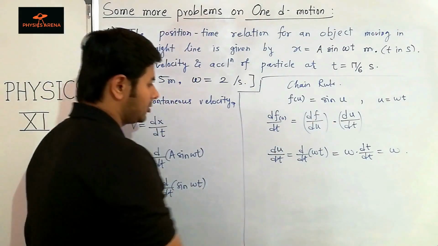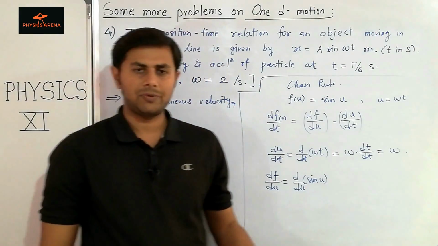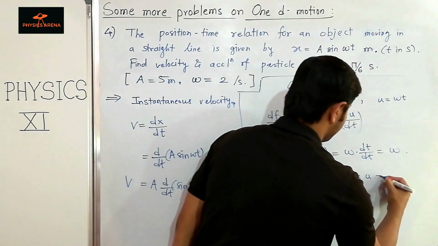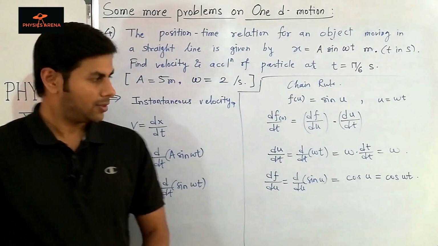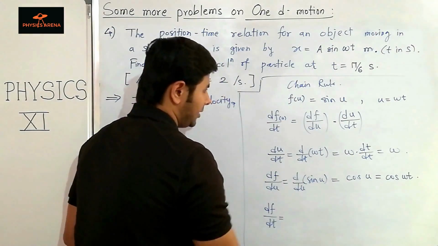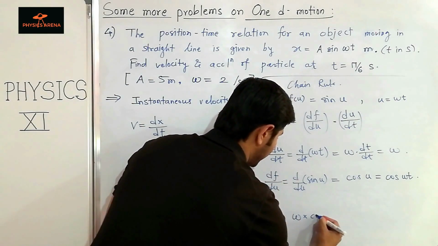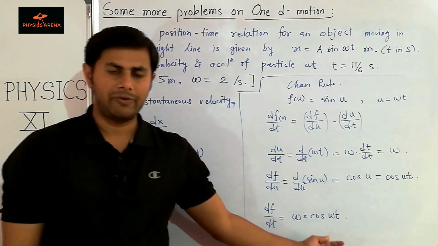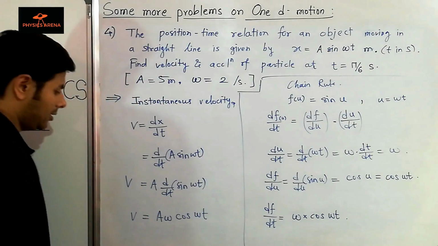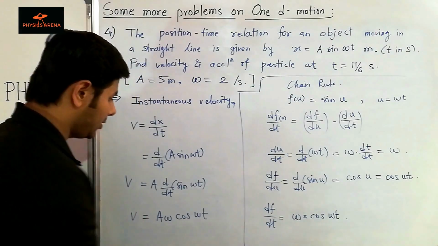Then df by du is d by du of sine u, and we know the derivative of sine is cosine, so the derivative of sine u is cosine u, and u is omega t, so this is cosine of omega t. Okay, so our function is sine u and its derivative df by dt is equal to df by du, which is cosine omega t, multiplied by du by dt, which is omega. So it is omega multiplied by cosine of omega t. So we have found the derivative of sine of omega t. Let us write it here. So we have a omega into cosine of omega t. So this is v, and for units, position is in meters and time is in seconds, so the unit should be meters per second.